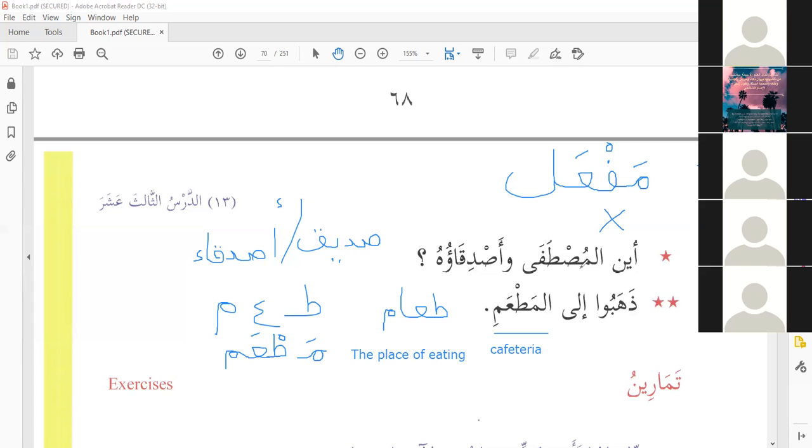And the last little thing that we have here, dhahabu. We learned before dhahaba, he went. Then we learned dhahabat, she went. Now we're learning third person plural. We were doing plural nouns, now we're doing plural verbs. Past tense. Dhahaba is the stem. Bu means they went. Dhahabu.